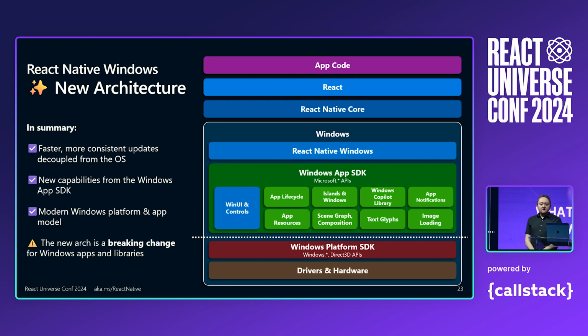And what it means is that you will get faster and more consistent updates that are decoupled from the operating system. It means that you're going to have new capabilities from the platform. And it means that the underlying platform itself is the modern Windows platform. You can have faith that if you're building a React Native for Windows app, this is building on top of the latest and greatest Windows capabilities.